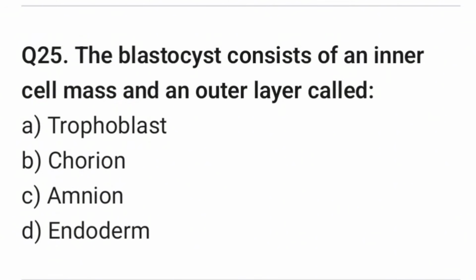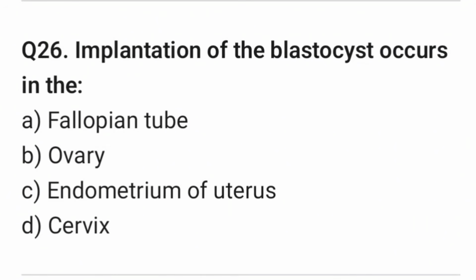Question 25. The blastocyst consists of an inner cell mass and an outer layer called. Right answer is option A, trophoblast. Question 26. Implantation of the blastocyst occurs in. Right answer is option C, endometrium of the uterus.